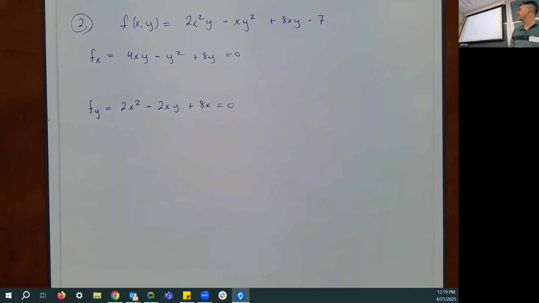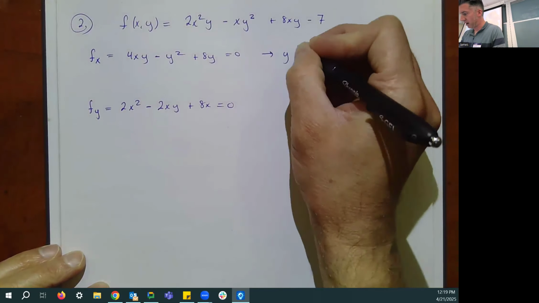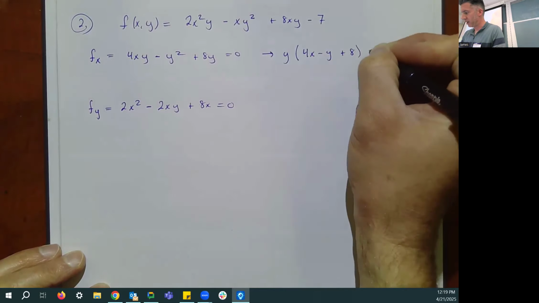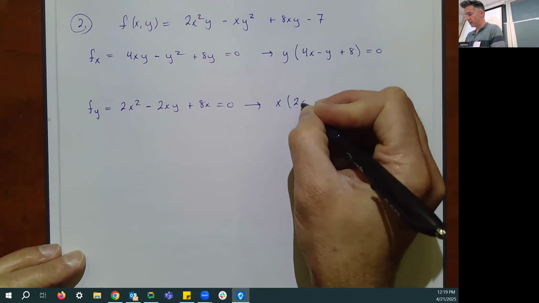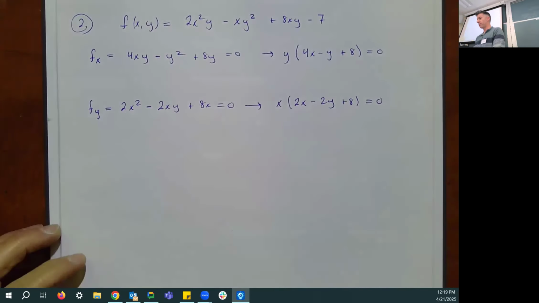And these look a little dicier than the first ones, right? They're not quite as easy to solve, but each of them has something we can do. We can factor something out of each of these equations. What can we factor out from the first one? A y, right? Each term has at least one y in it. So we can rewrite this as y times (4x minus y plus 8) equals 0. This one we could factor out an x, and we have x times (2x minus 2y plus 8) equals 0.